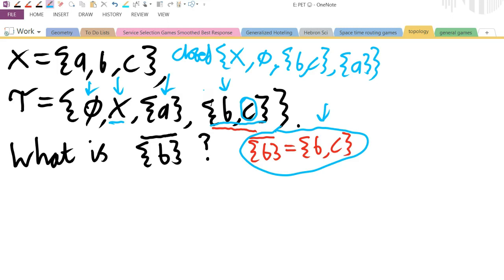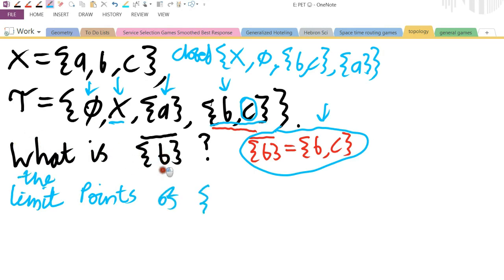So in other words, what we have is that the limit points of the set B is just equal to C, and so when we take these two in union, we get BC, which is indeed the closure. So there we have it.